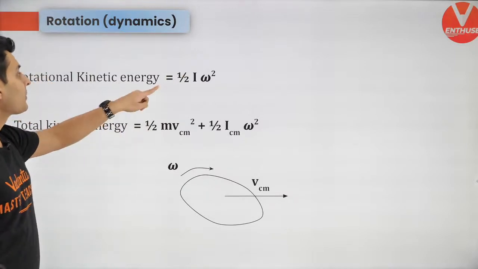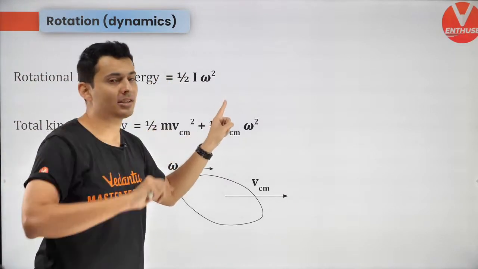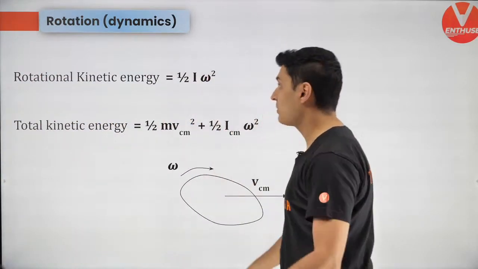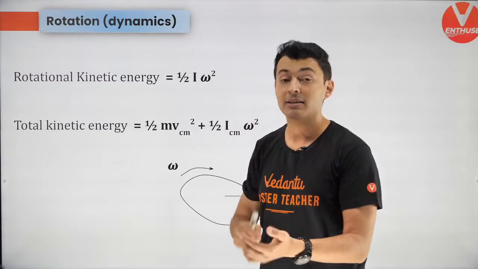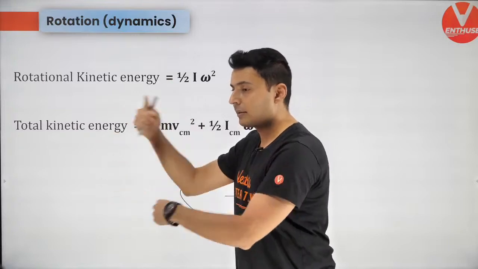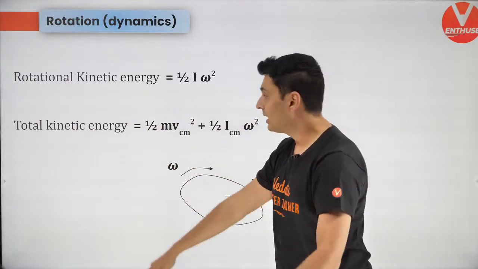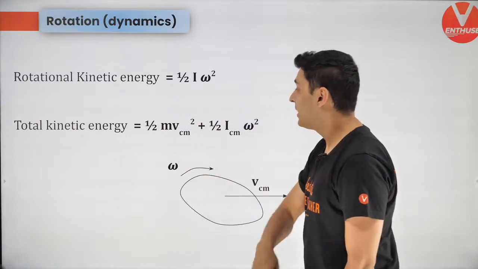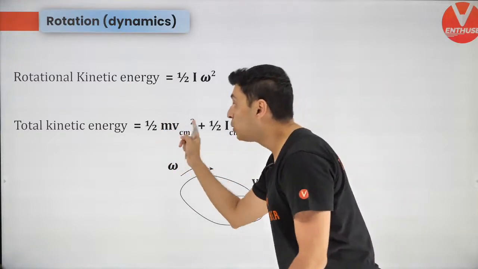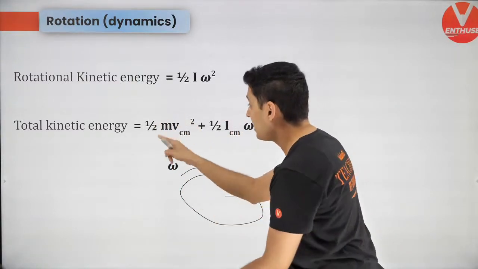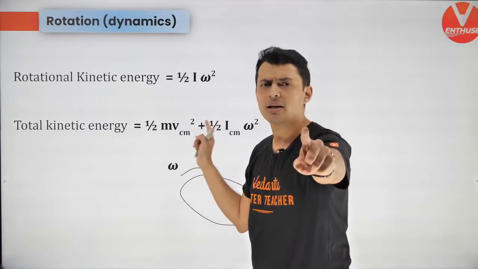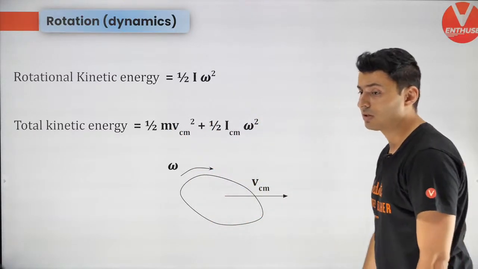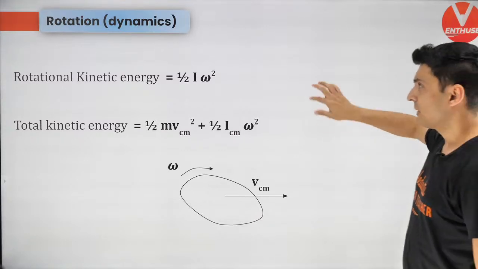Rotational kinetic energy is half I omega square, very similar to half mv square. Half I omega square is the equivalent of mass. But if it is rotating plus translating, then it is half mv square plus half I omega square. Two kinds of energy will come, translational plus rotational. Very important for solving rolling problems. Cool. Shall we go ahead?